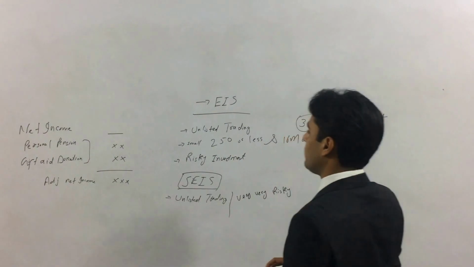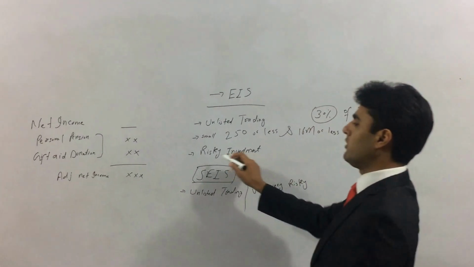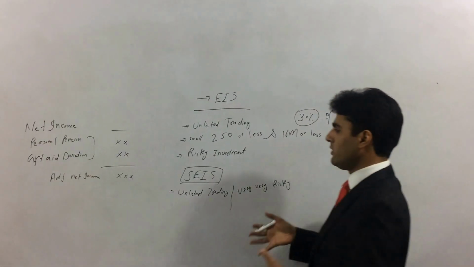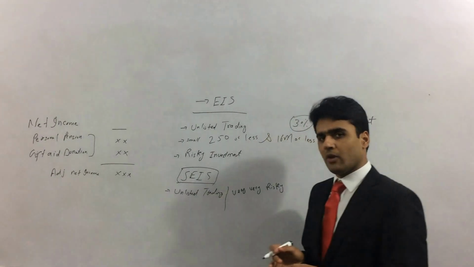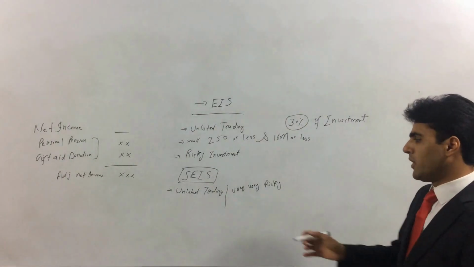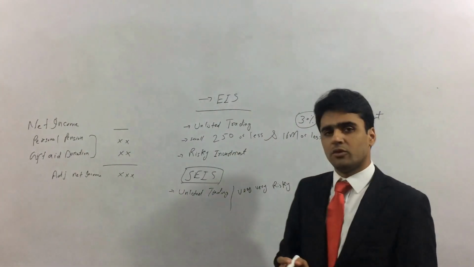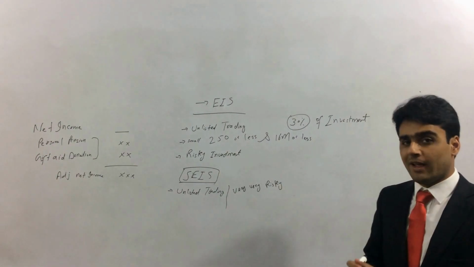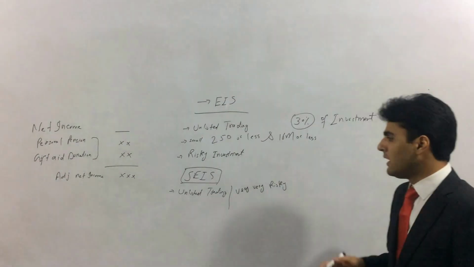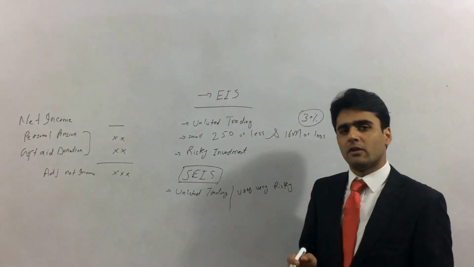Although that one was risky, wasn't it? That one was a risky investment, but it is saying here it is very, very risky. It is even riskier than the EIS. Alright? So how is it riskier? Because it is unlisted. But that was unlisted too. Why is it riskier? Yeah, it is a tiny company. It is even smaller than the earlier company. It is even smaller than EIS.